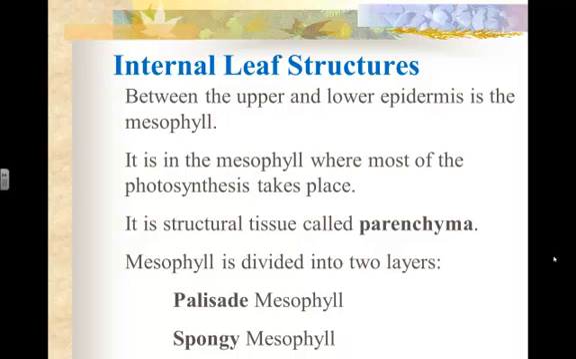Now, some other things that you need to know internally are right under usually the upper and lower epidermis, and that's what's called the mesophylls. And it's actually a parenchyma, so it's a ground tissue. And you need to know in which mesophyll most of the process of photosynthesis is occurring. And it's actually in the first one listed there, the Palisade Mesophyll. And there's also Spongy Mesophyll.